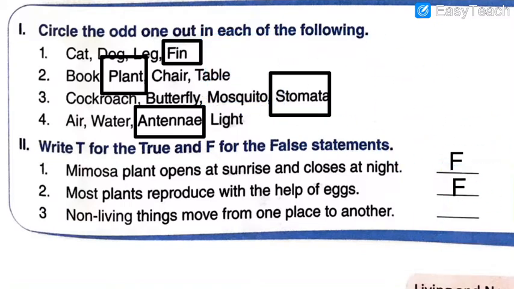Moving on to the next question. Non-living things move from one place to another place. Is it possible that your mobile phone will move from one place to another without any external effort, or if you don't move, automatically will it move? Obviously not. Again, this statement is also a false statement.